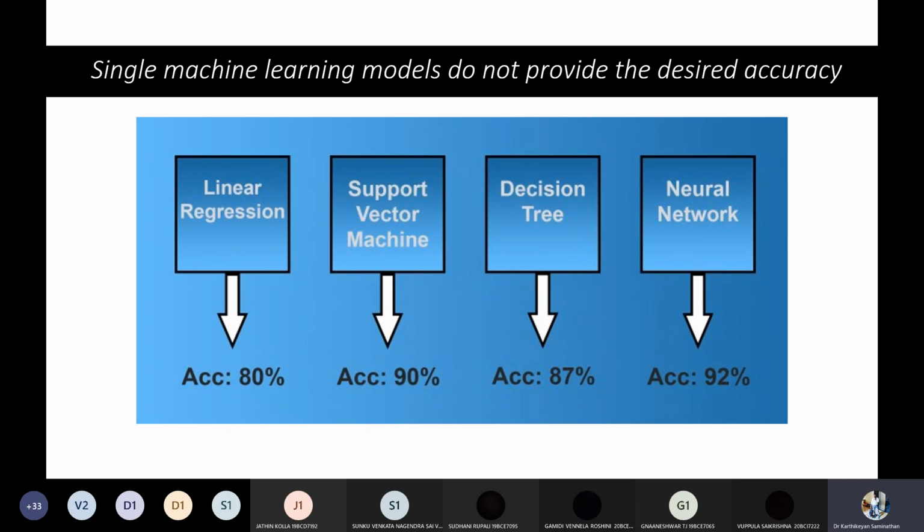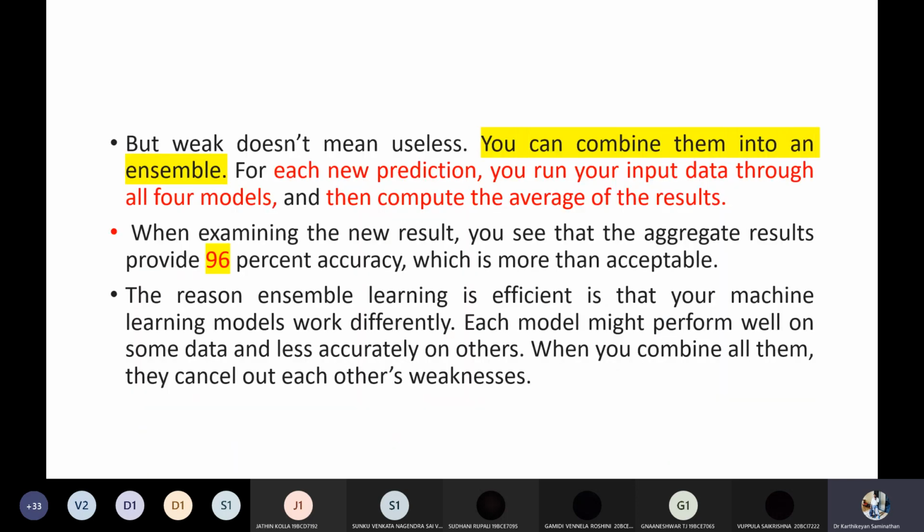What is the range? So always, either averaging or weighted averaging or voting will give you better accuracy. In such a way we need to train our model. So this is the objective of this ensemble algorithm. A weak learner does not mean useless. You can combine them into an ensemble. That is the objective of this.